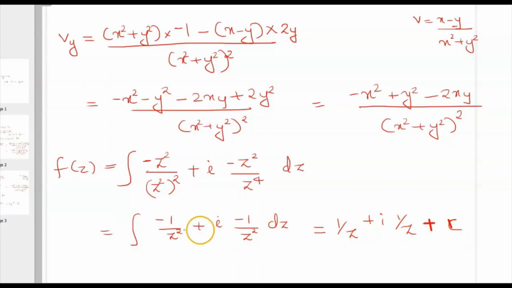The derivative of 1 by z is minus 1 by z square. So the integral of minus 1 by z square is 1 by z plus i into 1 by z plus c. So this is the function f of z, or we can write it as (1 plus i) divided by z plus integrating constant c. So this is the function f of z.